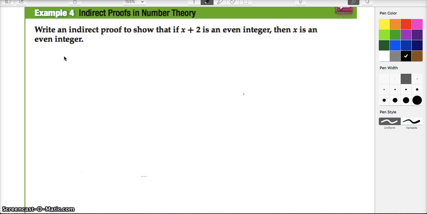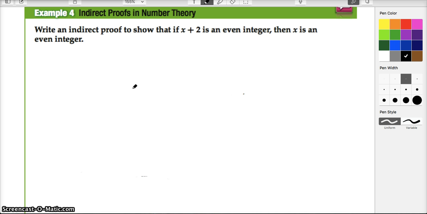So here's our final example for indirect proofs in number theory. We're going to write an indirect proof to show that if X plus 2 is an even integer, then X is an even integer. If I add up two numbers and it's an even integer, then X is an even integer. Again, it gets a little shady if I start just writing, oh, let's say X plus 2 is 6, which is even.